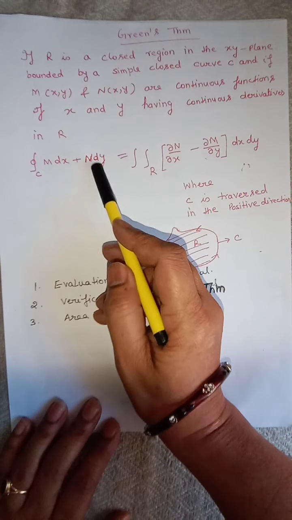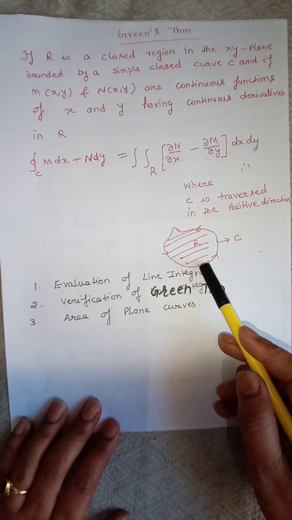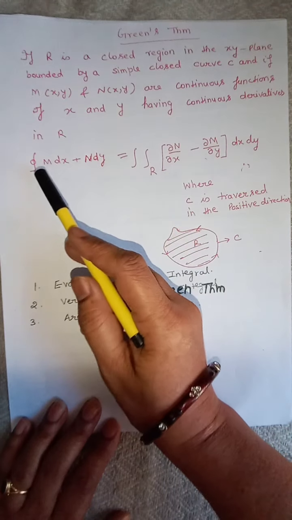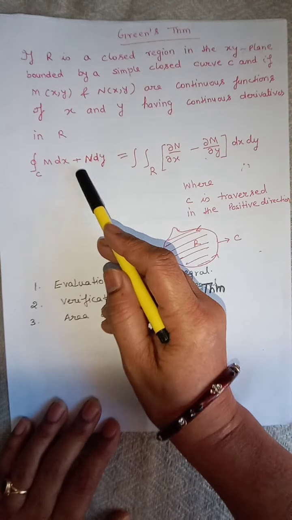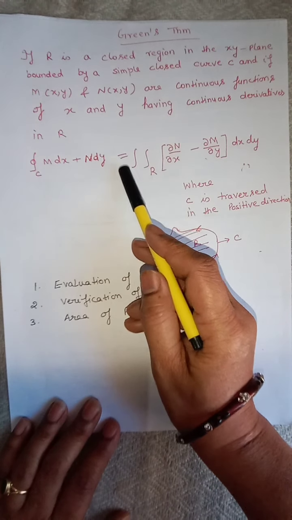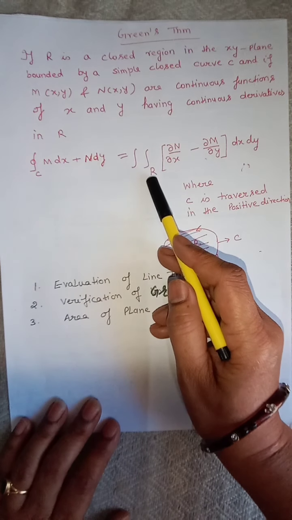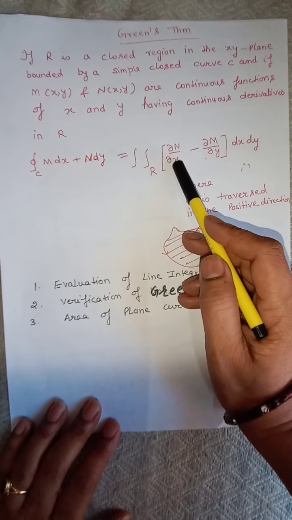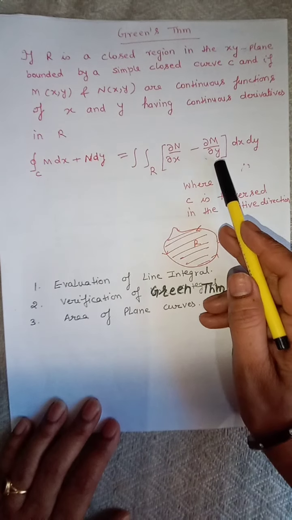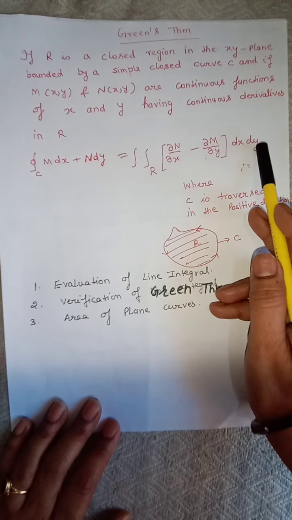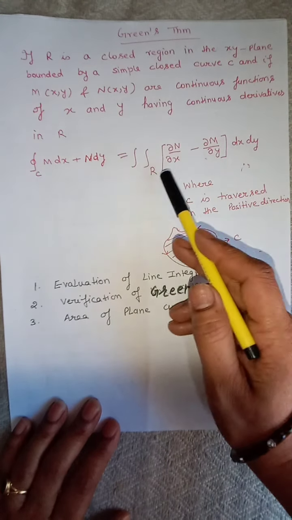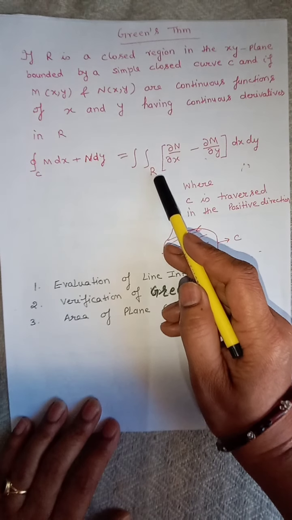The line integral is evaluated over the curve C. This is the curve C. Integral over C of M dx plus N dy is equal to the double integral over R of (∂N/∂x minus ∂M/∂y) dx dy. This double integral is evaluated over the region R.